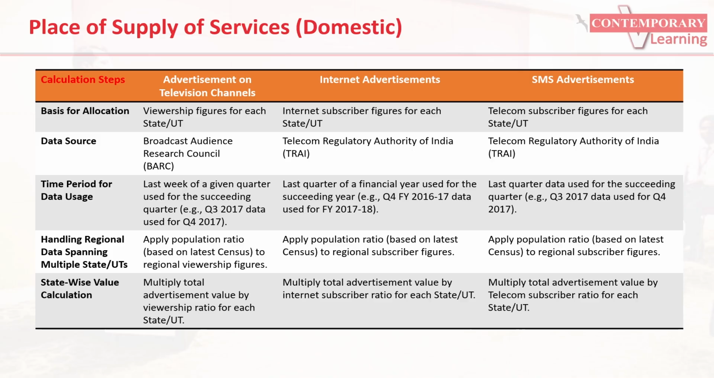When regional data spans multiple states or union territories, we apply population ratios based on the latest census to regional viewership or subscriber figures. The state-wise value is then calculated by multiplying the total advertisement value by the respective ratio for each state or union territory.